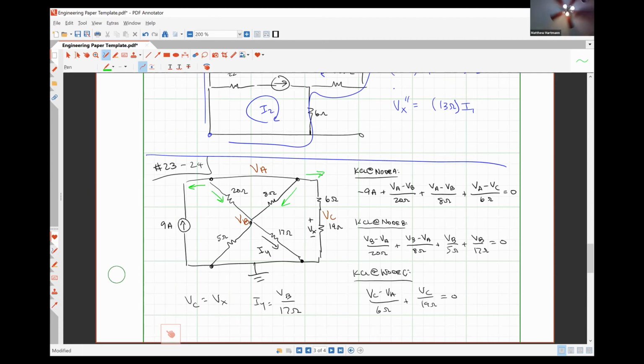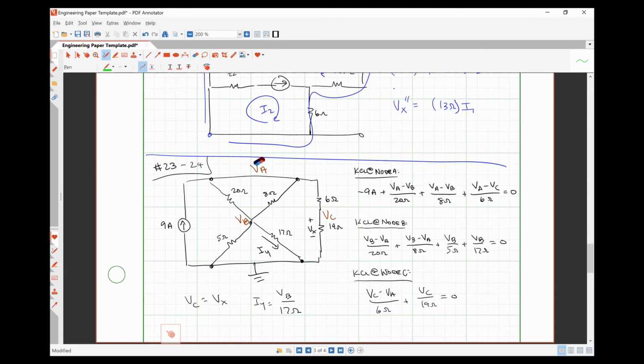Now, there is a way that we could do this problem using mesh analysis for those of you who are more comfortable with it, without really losing any necessary information. Would you care to hear how to do that?